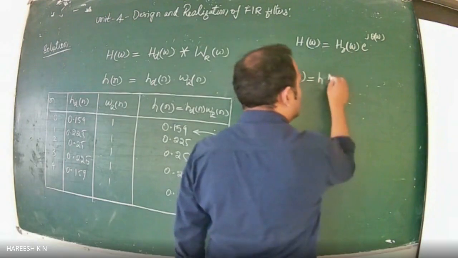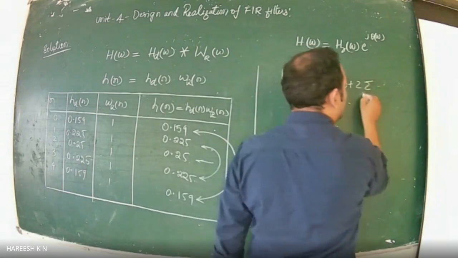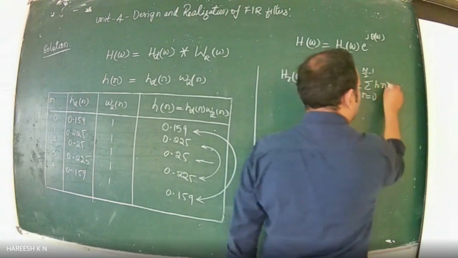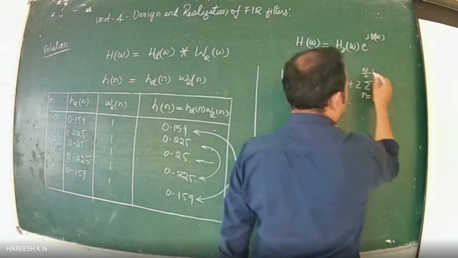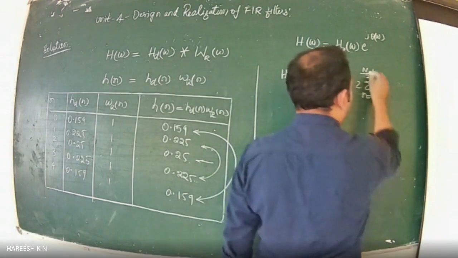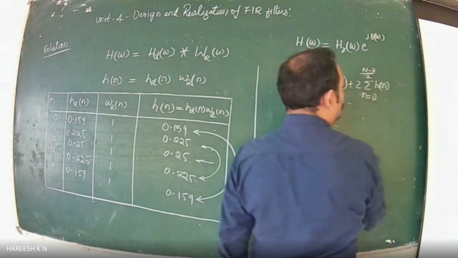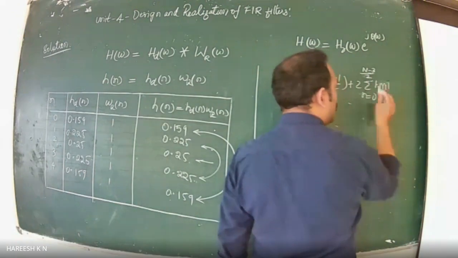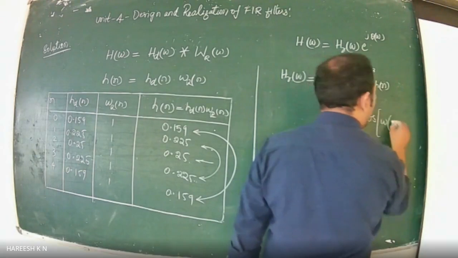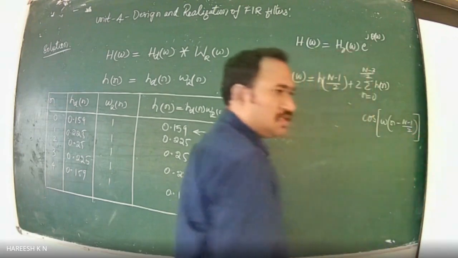h of n minus 1 divided by 2, plus 2 times the summation n varying from 0 to n minus 3 divided by 2, of h of n into cos of omega into n minus capital N minus 1 divided by 2. The midpoint is n minus 1 divided by 2, sorry, the summation limit is 0 to n minus 3 divided by 2. Please look into that expression. This is the expression that we have.